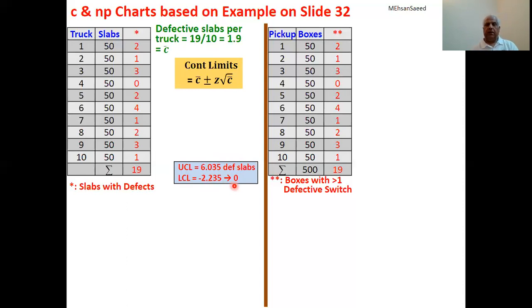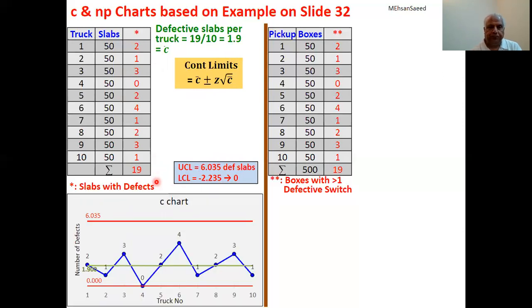Can we plot it? Well, we have got the center line, 1.9. We have got the upper control limit. We've got the lower control limit, and we have got the data to be plotted. So we are all set to create the C chart, and this is how it is created.